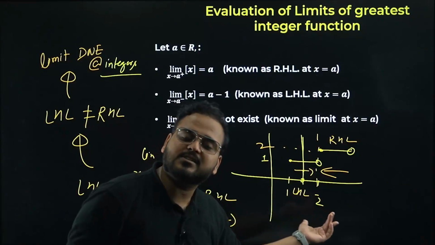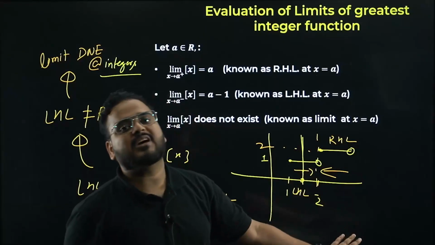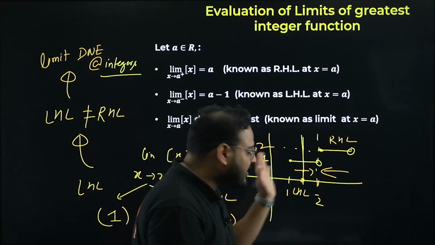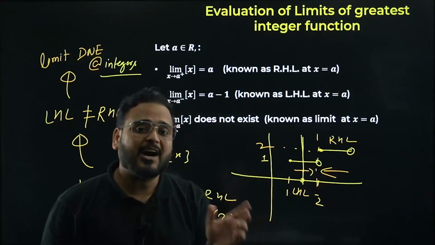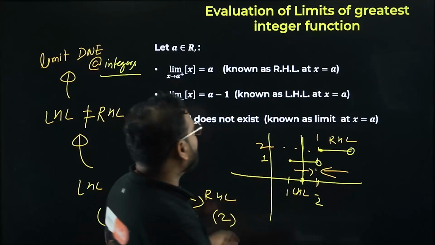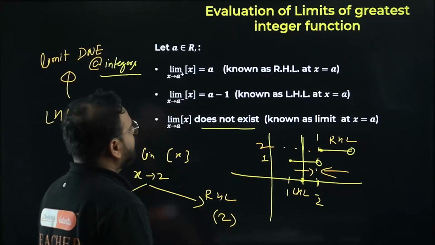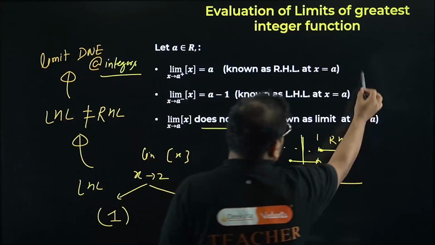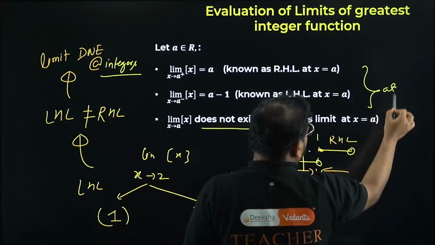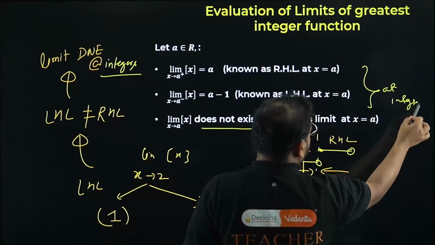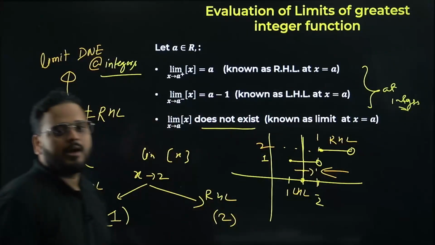Before 1.5, what is the answer, sir? 1. After 1.5, what is the answer, sir? 1. So any other value, apart from the integers, okay? Only at the integers, the limit does not exist. Only at the integers. Please check. I hope this is clear.